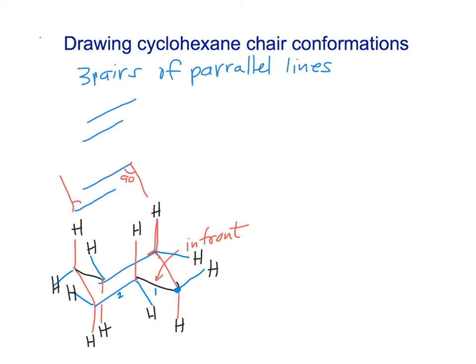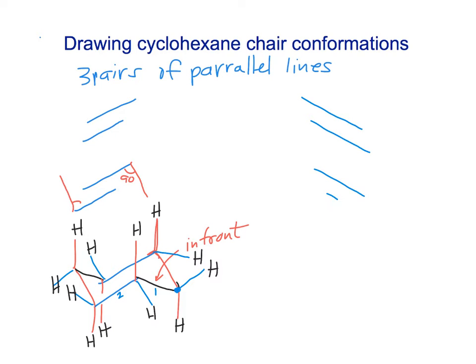All right, so cyclohexane has 2 different chair conformations. So let's draw the second chair conformation. We're going to do it just the same way, but we're going to start with the first 2 lines sloping up in the opposite direction. So I'm going to draw those 2.